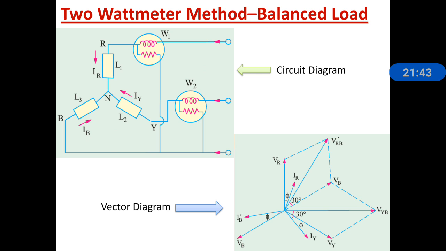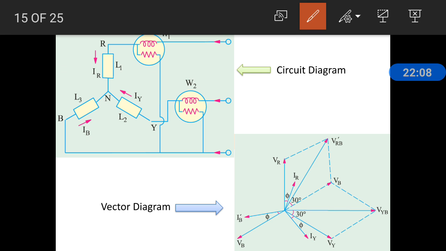Here W1, that means wattmeter 1, is connected with its current coil in the R phase and the potential coil across R and B. And W2, wattmeter 2, is connected with its current coil in the Y phase and the potential coil across Y and B. So here the W1 reads the current IR.